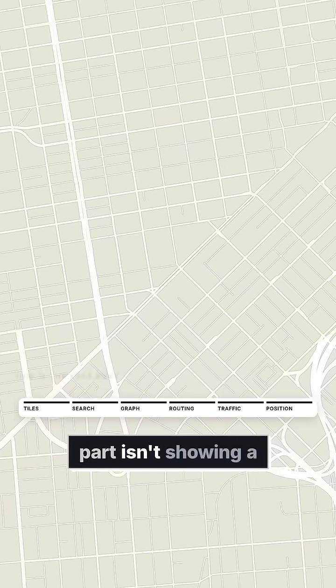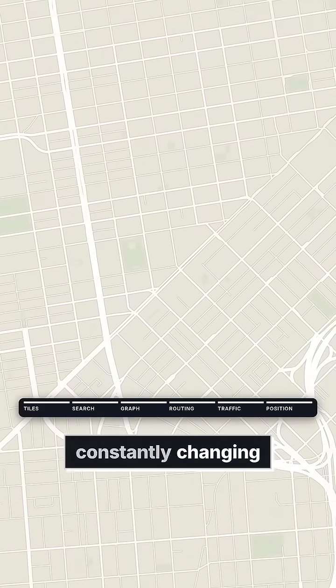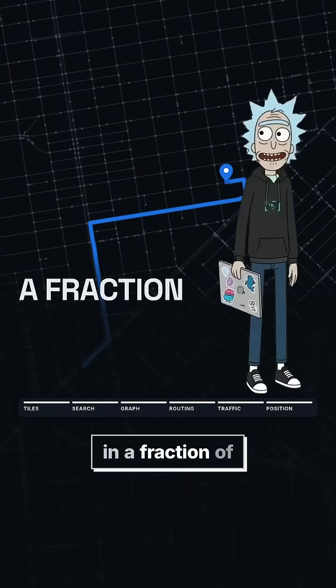The impressive part isn't showing a map. It's turning a constantly changing planet into a graph. Your phone can search in a fraction of a second.